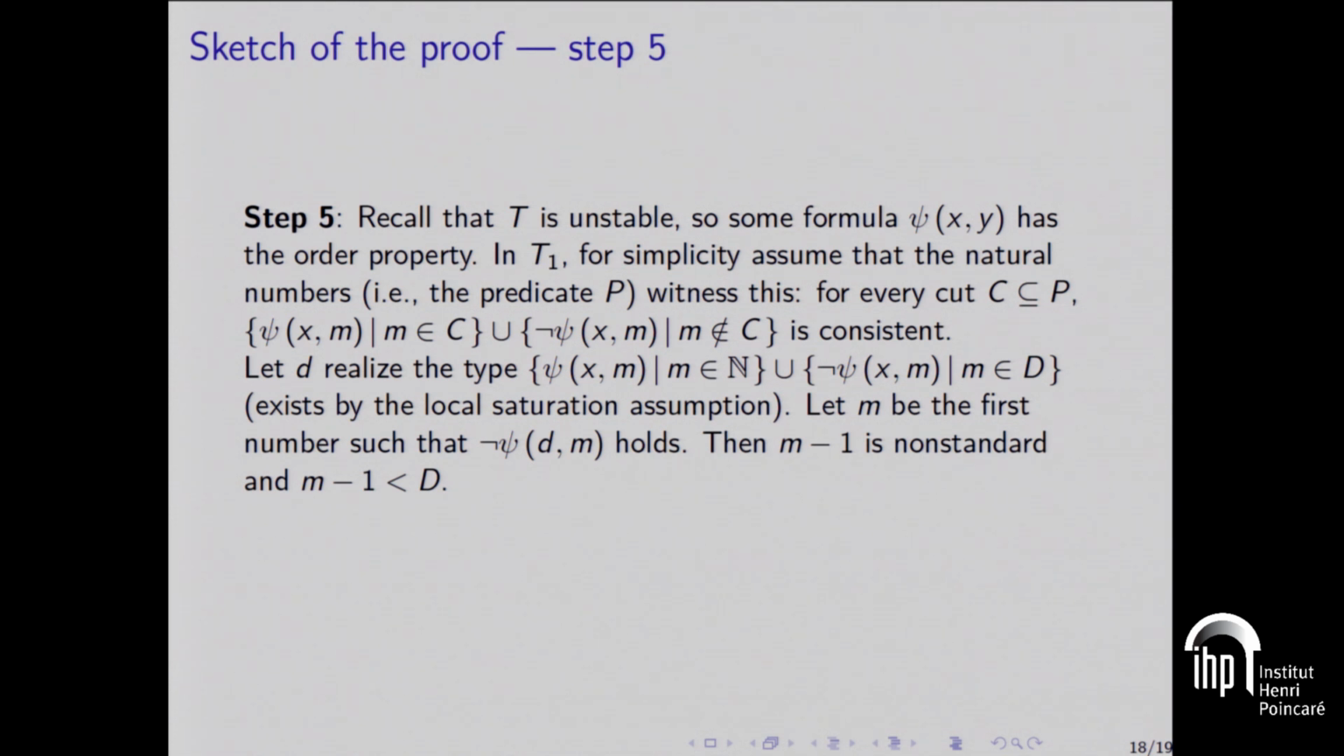D was smaller than kappa, and we assume kappa saturation, so we can realize that type by some element d, and then I let m be the first number which is not connected to d. Then it's easy to see that m minus 1 is non-standard, because m is non-standard, since all the standard natural numbers are connected to d. So it has to be non-standard, and it exists because all the elements from big D are not connected to m. So this is non-standard, and it's smaller than everything in D, and we're done. Any questions?